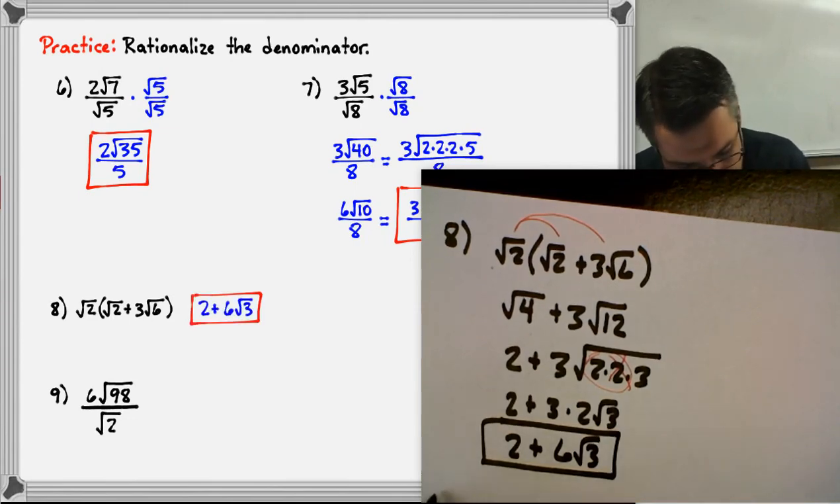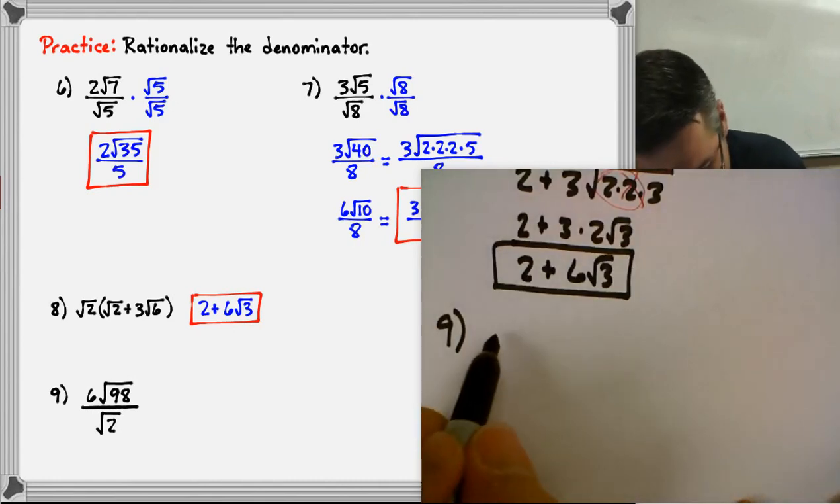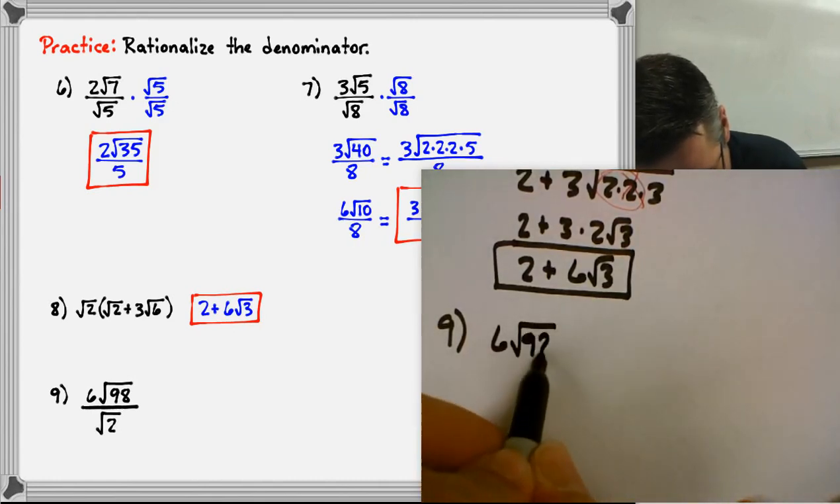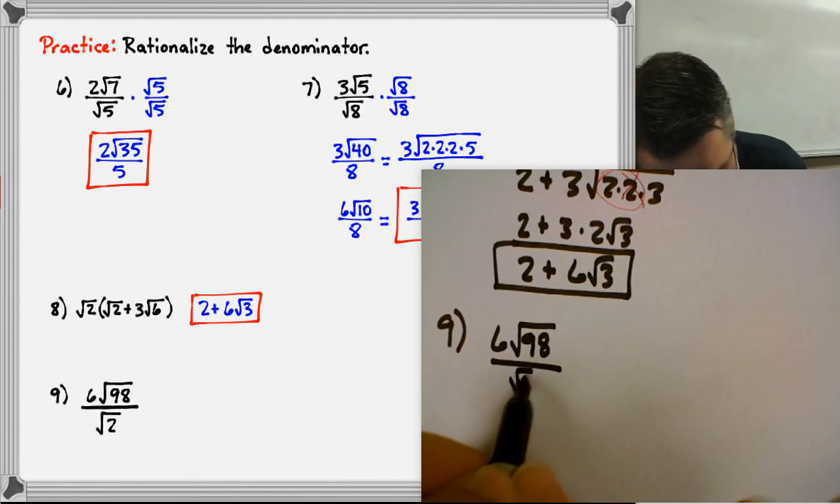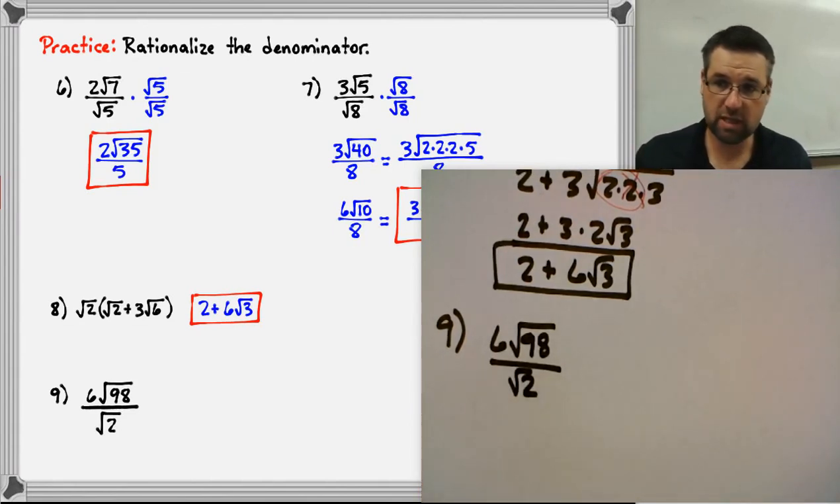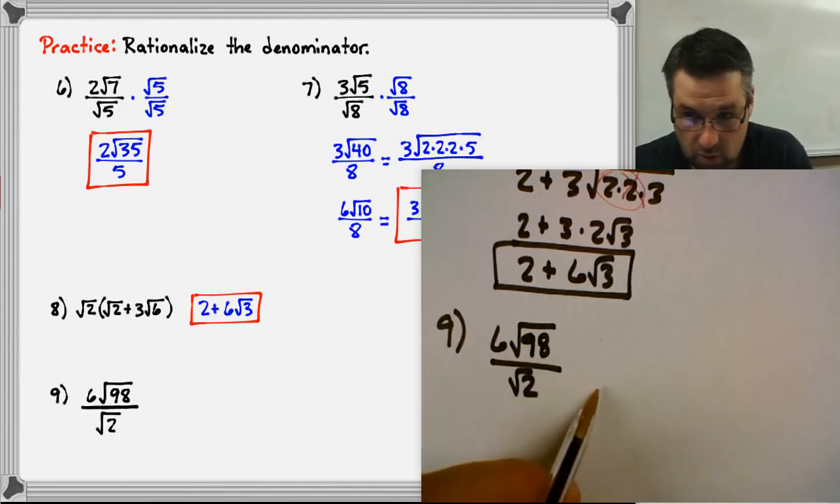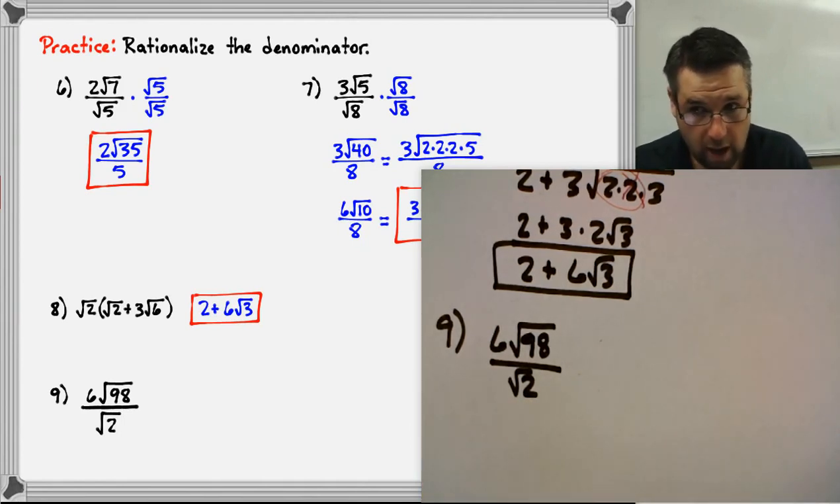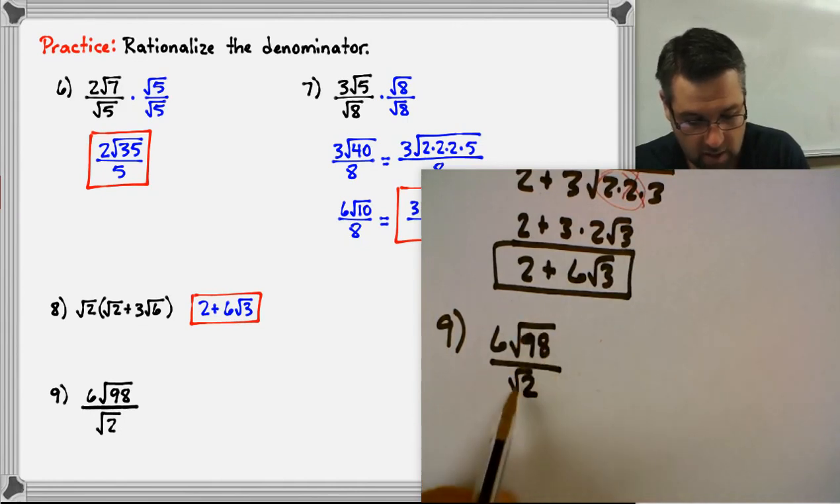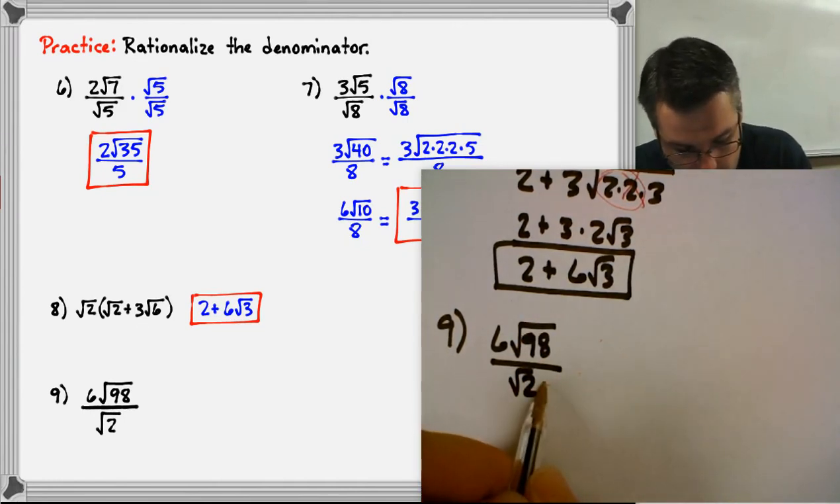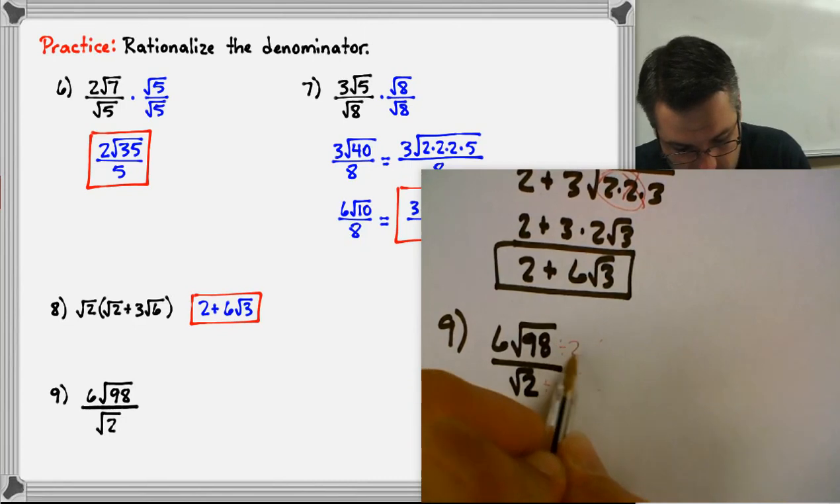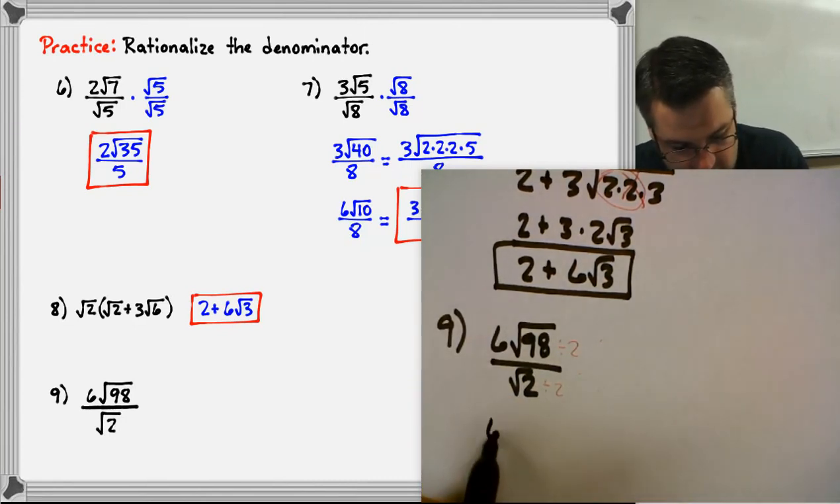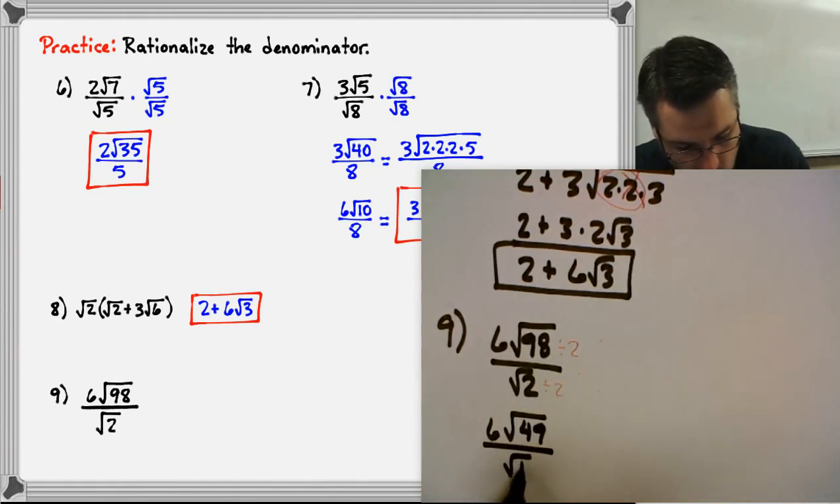All right, and number 9. Number 9 says 6 radical 98 over radical 2. Now there's a couple ways of doing this. I could rationalize the denominator if I wanted to first, so I'd multiply by radical 2 over radical 2. Or I could recognize that I have a radical on top and a radical on the bottom that both reduce by 2. So we would end up with 6 square root of 98 divided by 2 is 49. And then rad 2 divided by 2 is rad 1.